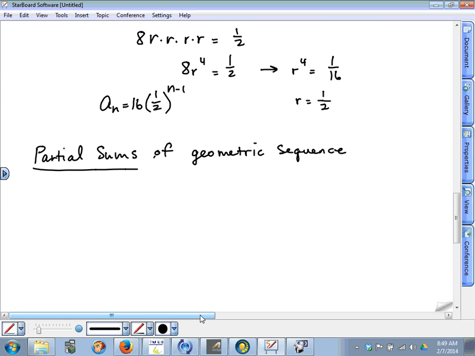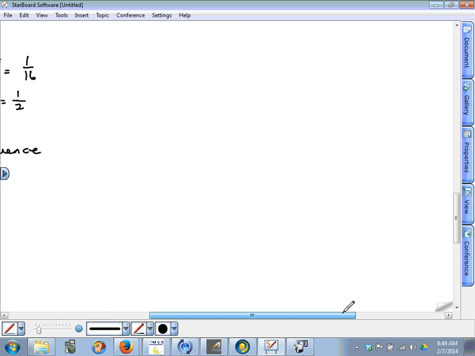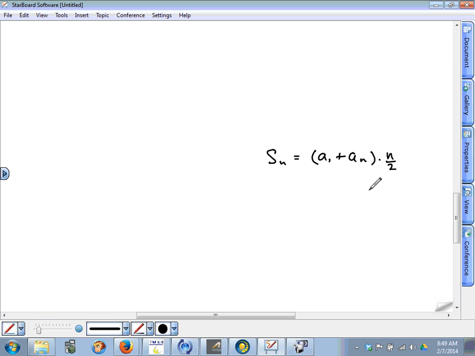Real quick though, just because you are going to have to know this by memory, do you remember what the formula was for the partial sum of an arithmetic sequence? The first term plus the last term, multiplied by half of the numbers that you're adding up, n over 2. That was the formula for the partial sum of an arithmetic sequence. Isn't that the pattern that we discovered? You take the first and the last term, and there's half as many of those pairs as there are terms of the sequence.